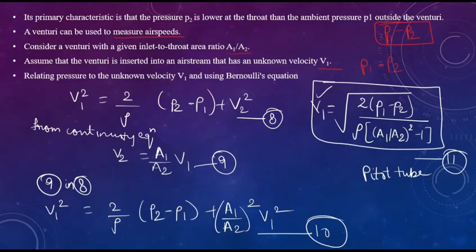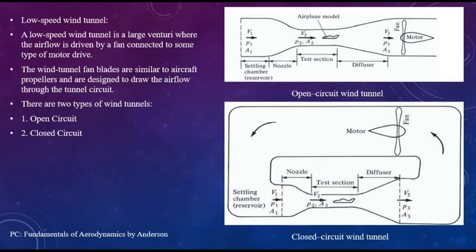Let us have a look. And we are going to have a look at it with the help of one of the most important experimental setups used by aerodynamicists, that is the wind tunnel. Which is one of the applications of incompressible flow, that is the low speed wind tunnel. So here we are going to consider a low speed wind tunnel, which is an application of incompressible flow.